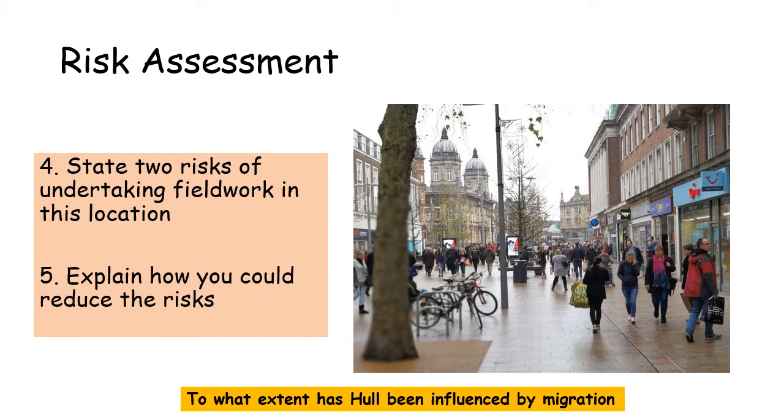So you've got a picture there of the city centre in Hull. Using this picture and your own knowledge of going to an urban area, can you state 2 risks of undertaking fieldwork in this location, and then explain how we could reduce those risks? You have space on your worksheet to fill this in. Pause the video here for a few minutes to make sure you've filled out that section.